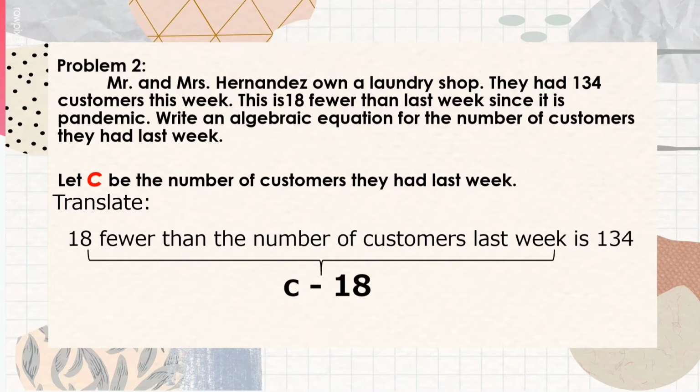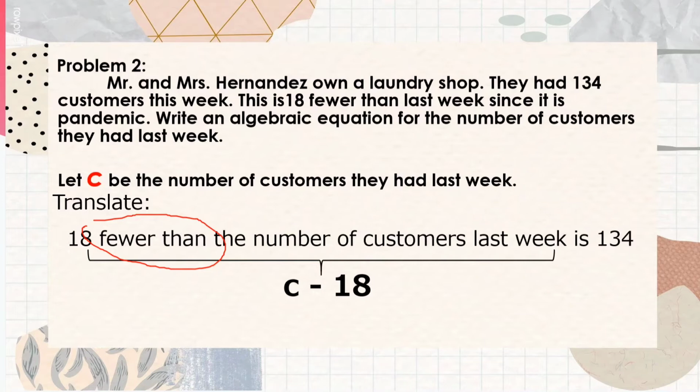So if you notice, why does C come before 18, when supposedly it could be 18 minus C? But no. As you can see, the phrase we used here is "fewer than." So when we use greater than, less than, or fewer than, we start the phrase after the word "than." What follows there? The number of customers, which represents the variable C.